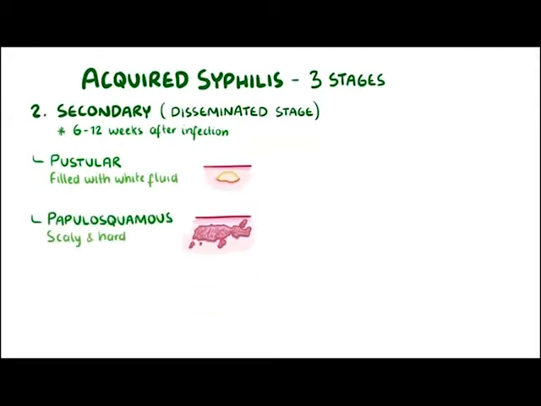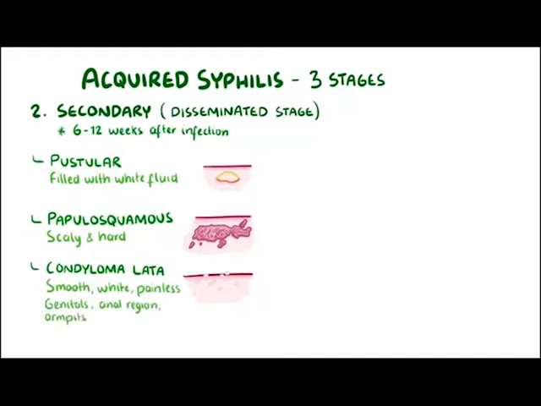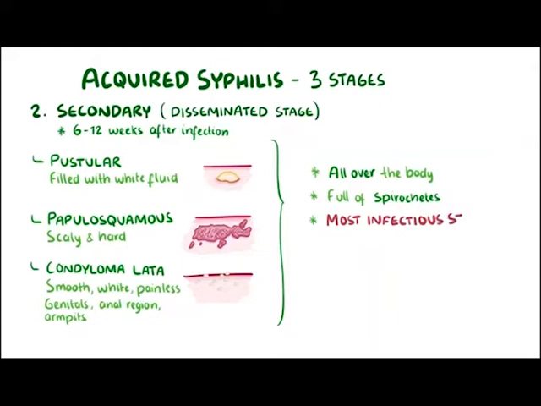In addition, there can be something called condyloma lata, which are smooth, white, painless, wart-like lesions, and they appear in moist areas like genitals, around the anal region, and the armpits. So, these various rashes can erupt all over the body, and the lesions are chock-full of spirochetes, which makes secondary syphilis the most infectious stage. The rashes from secondary syphilis usually resolve within a few weeks to months.